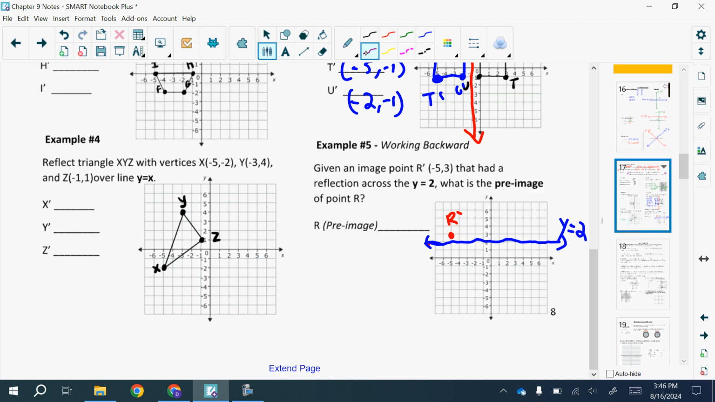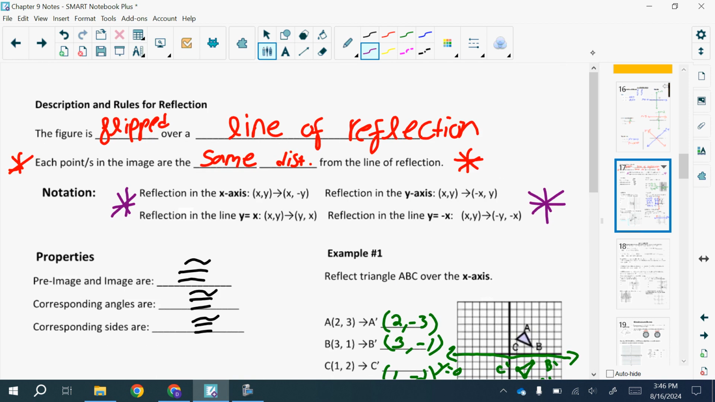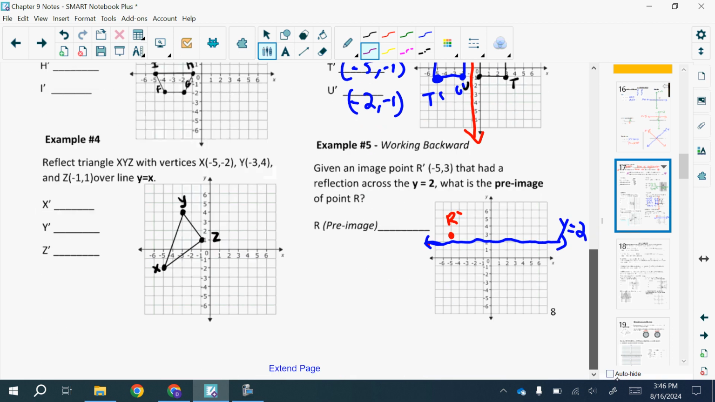Even if you interchanged that, the answer would still be the same because of the fact that we know each point and its image are the same distance away from the line of reflection. So, okay, R prime is 1 unit above the line of reflection. So R is going to be 1 unit down from the line of reflection. So that's R. And that point is negative 5 comma 1. And that is it.